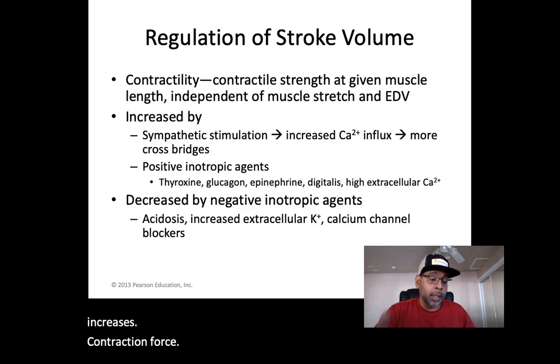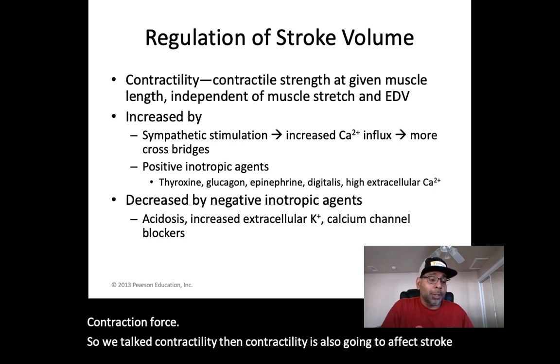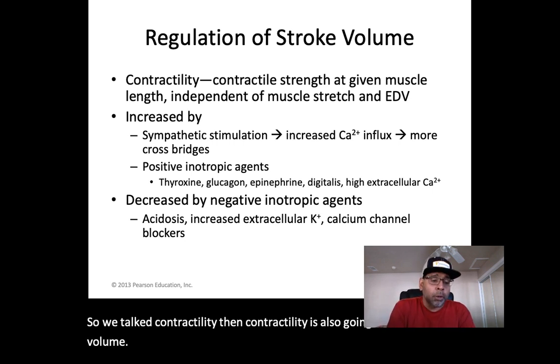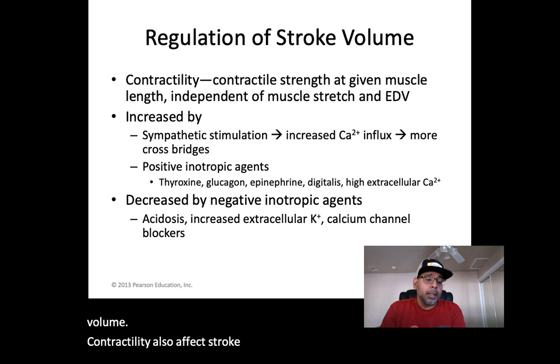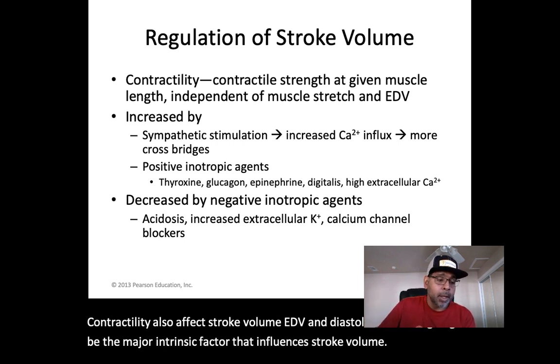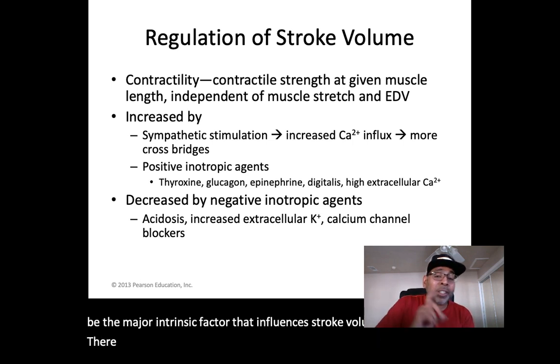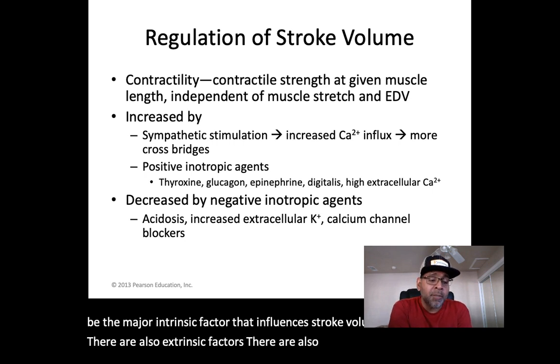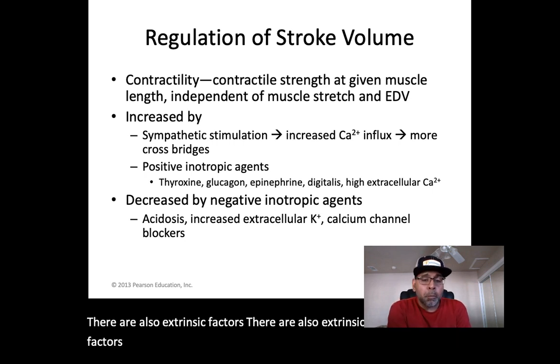So let's talk contractility then. Contractility also affects stroke volume. EDV, end diastolic volume, is the major intrinsic factor that influences stroke volume. There are also extrinsic factors, and these factors increase heart muscle contractility and also enhance stroke volume.